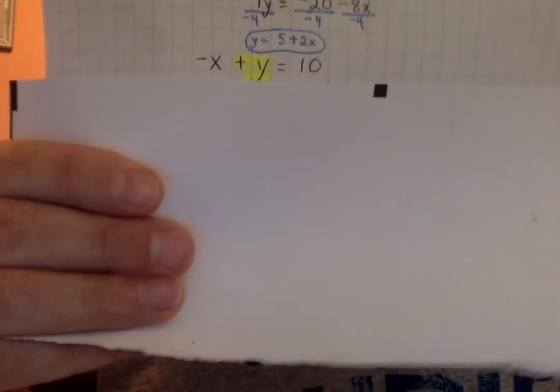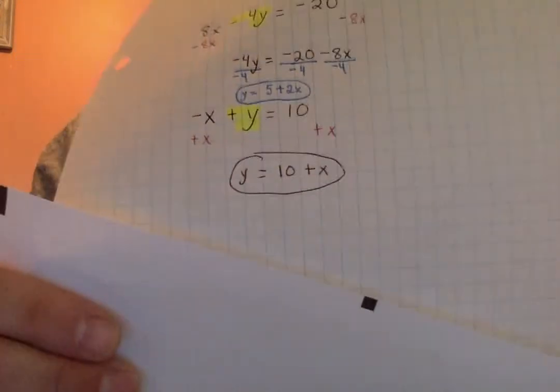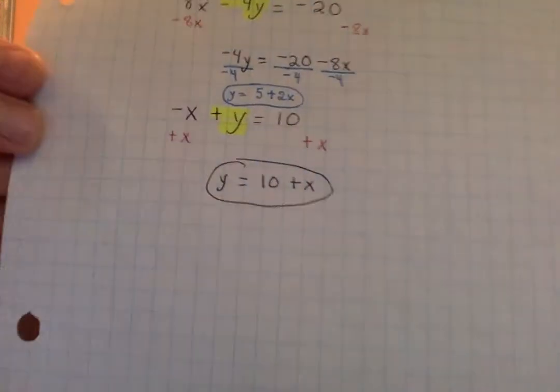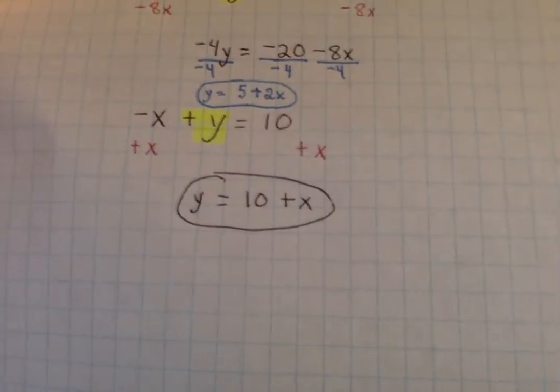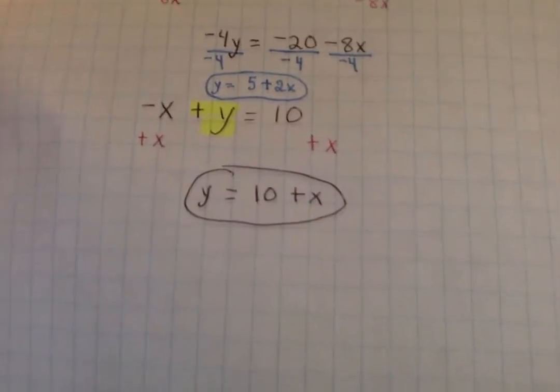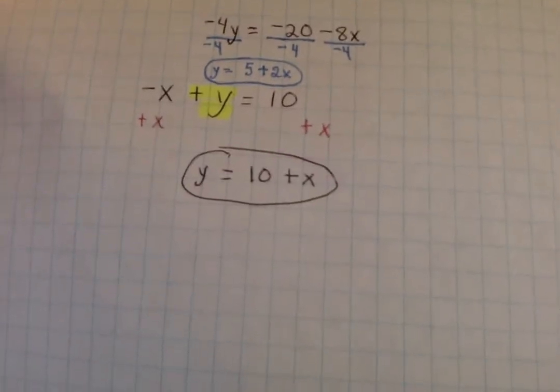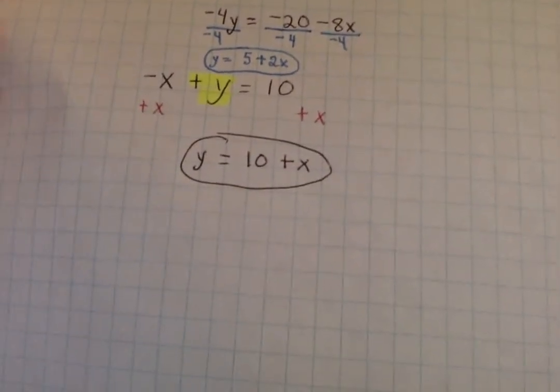There's the y, to move the x over, plus x. Hey, it's in slope-intercept form. So what is the slope in this one? 1, because x is 1. So start at 10, and we're going up 1 over 1.